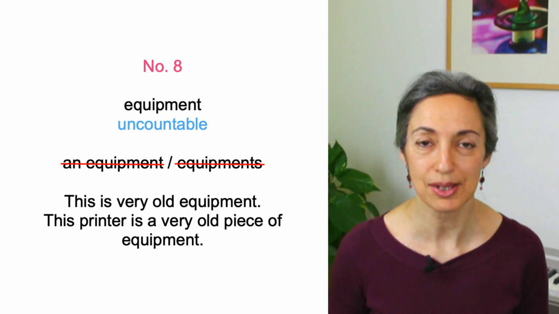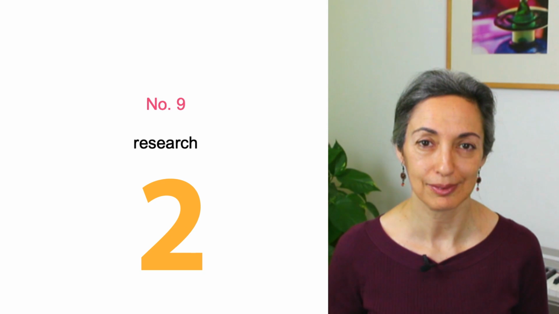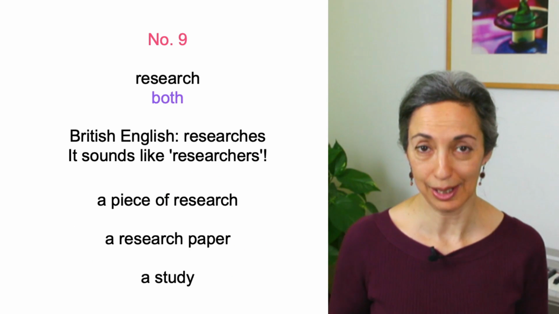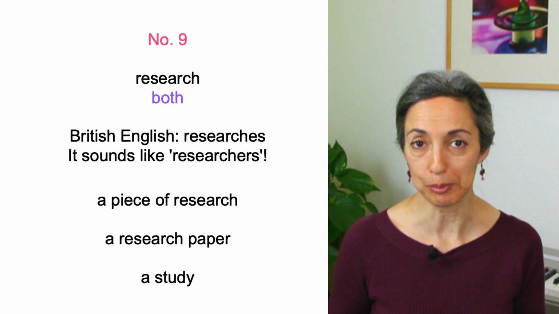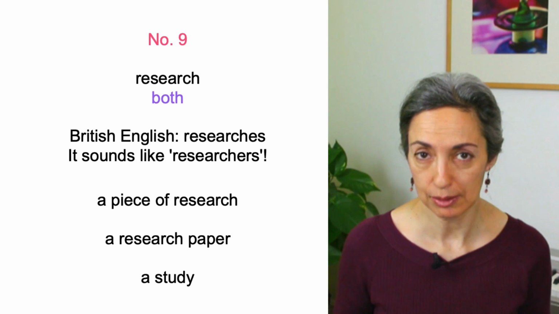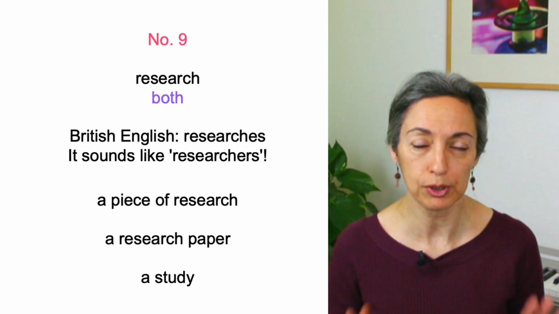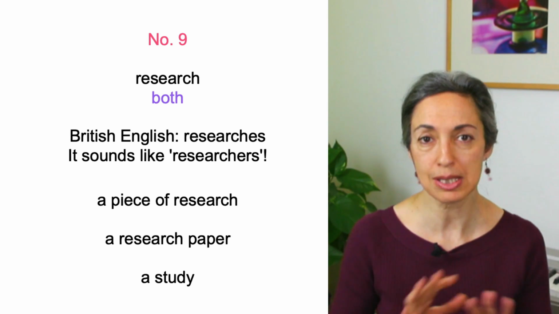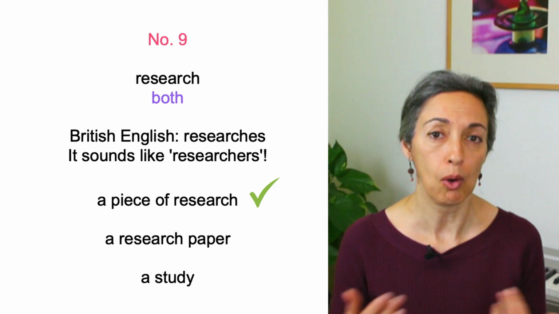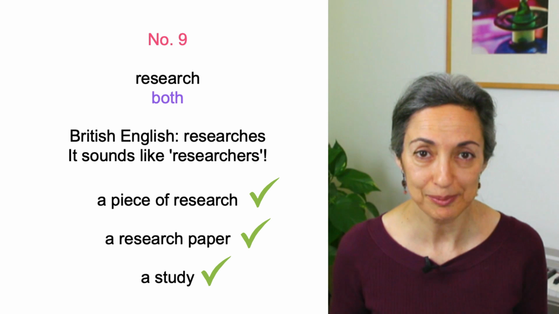Right, the next word is research. Countable or uncountable? It can be both. In British English, interestingly, it can be countable, researches. But it sounds so much like researchers, which is the people who do research, that I would recommend you avoid using it as a countable noun. Use it as an uncountable noun. You can pair it up with piece, a piece of research, or you can say a research paper, or you use the synonym, a study.